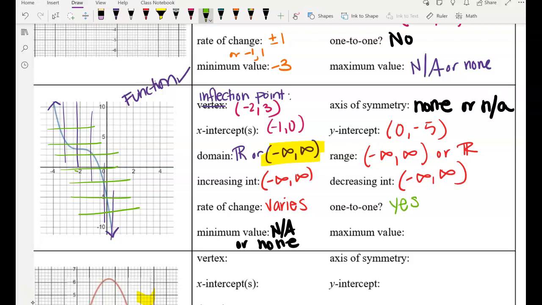Maximum value is none or NA, because maximum is the highest value, and because of the arrows going upward, there is no such thing.